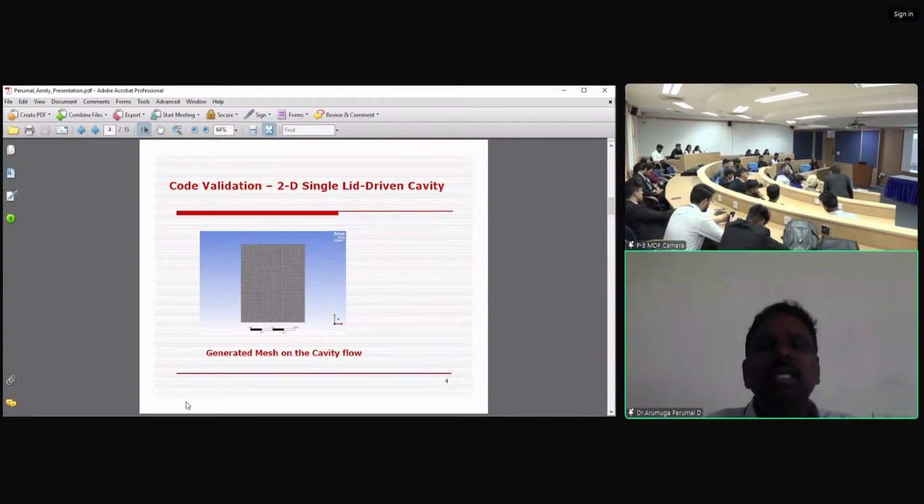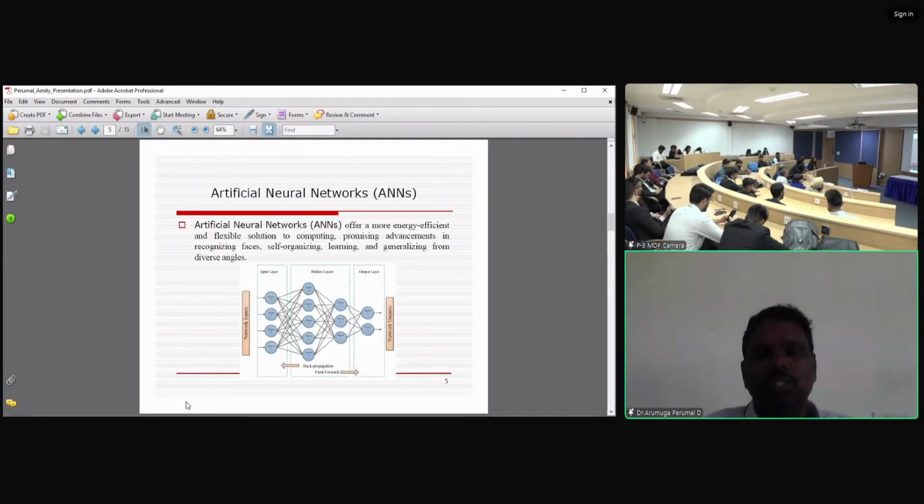Initially, we used finite volume method based ANSYS simulation. Then we generated mesh on the cavity flow domain. You can see this is our square domain. We generated the mesh in the pre-processing step in ANSYS Fluent software. We even went for coarse mesh, fine mesh, then ultra fine mesh to get exact results from our finite volume method software.